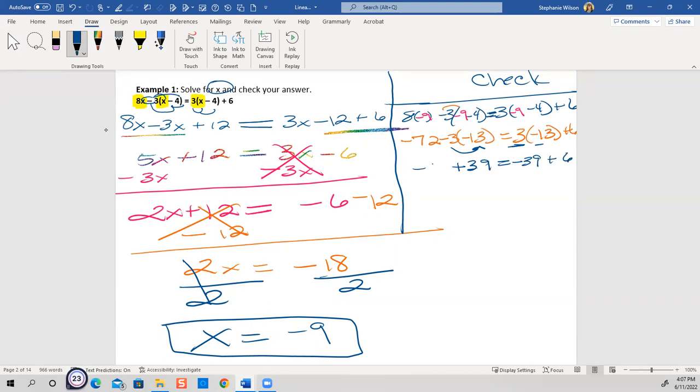Let's bring down that negative 72. Now, say that I got $39 in the bank, but I spent 72. It says that I'm in the hole 33. We want to know, does that equal what's on this other side? Well, let's say that you had $6 in the bank and you spent 39. I'm in negative 33. That is true, right? That's true because negative 33 does equal negative 33. So I'm going to say true. That's my answer, negative 9.